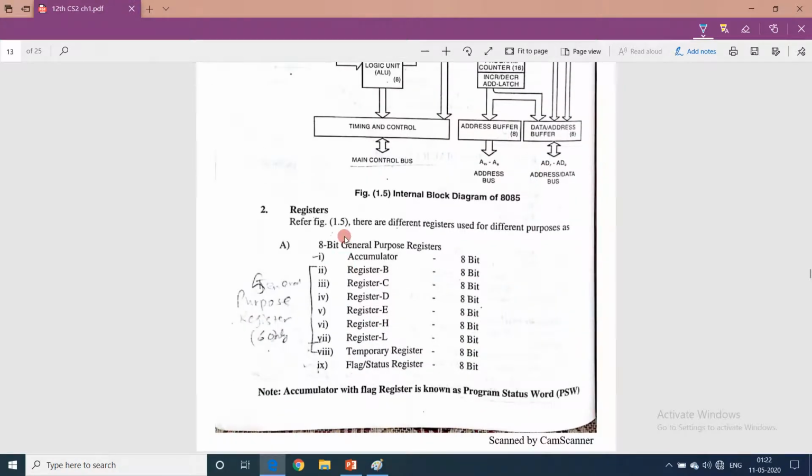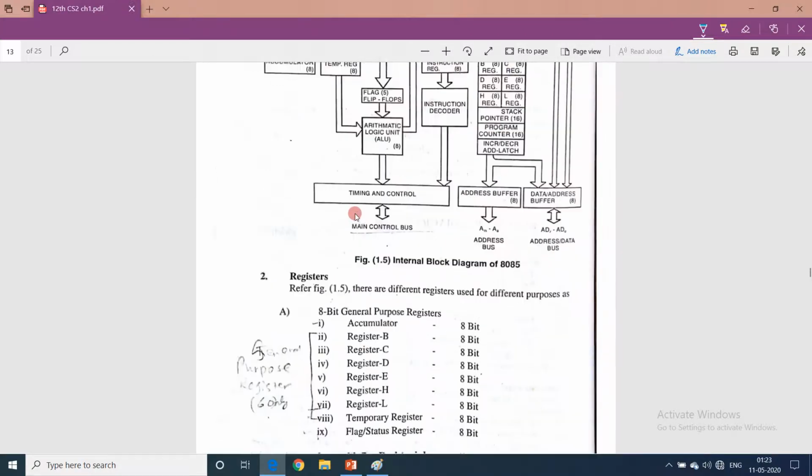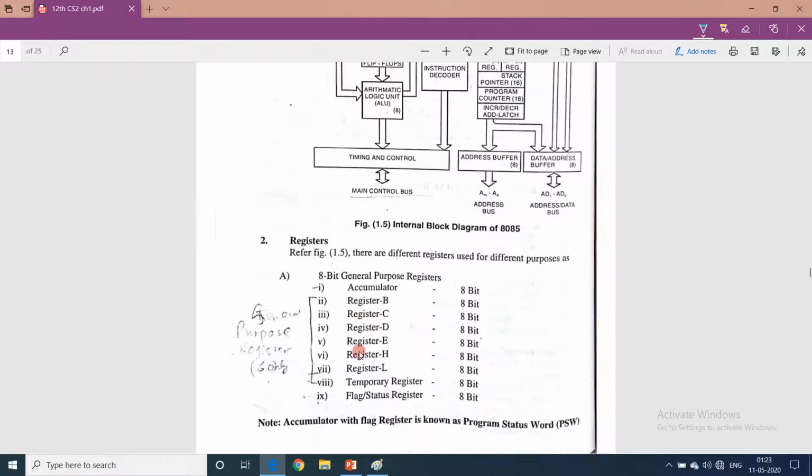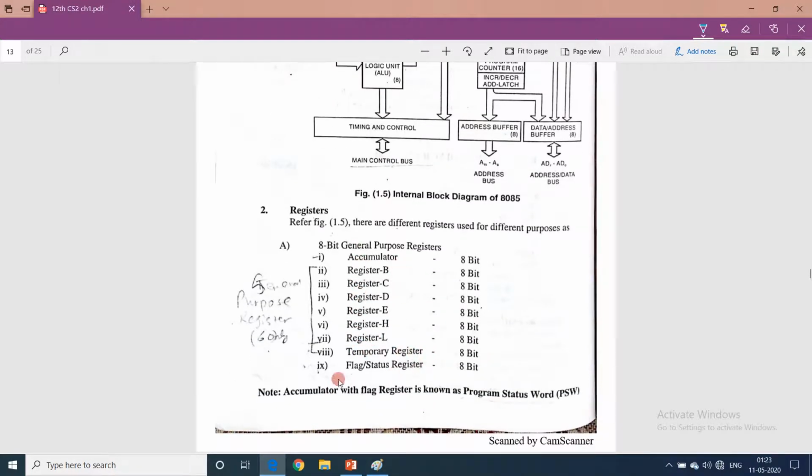Now next is registers. What are registers? Registers are used to store the data temporarily. There are different registers used for different purposes. I had shown you the different registers here. So let's see the general purpose registers. There are 6 general purpose registers starting from register B to register L. These are general purpose registers which are of 8 bits. Accumulator, temporary register, and flag status register are special purpose registers, you can say. When the accumulator is used with the flag register, it is known as the program status word.